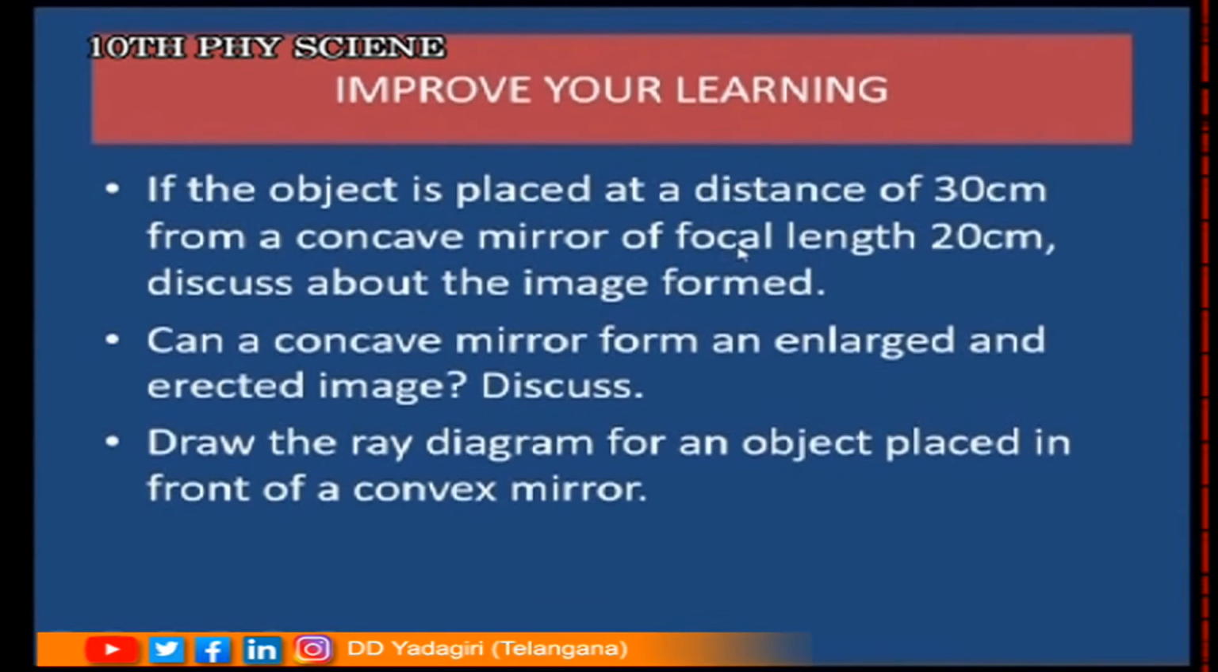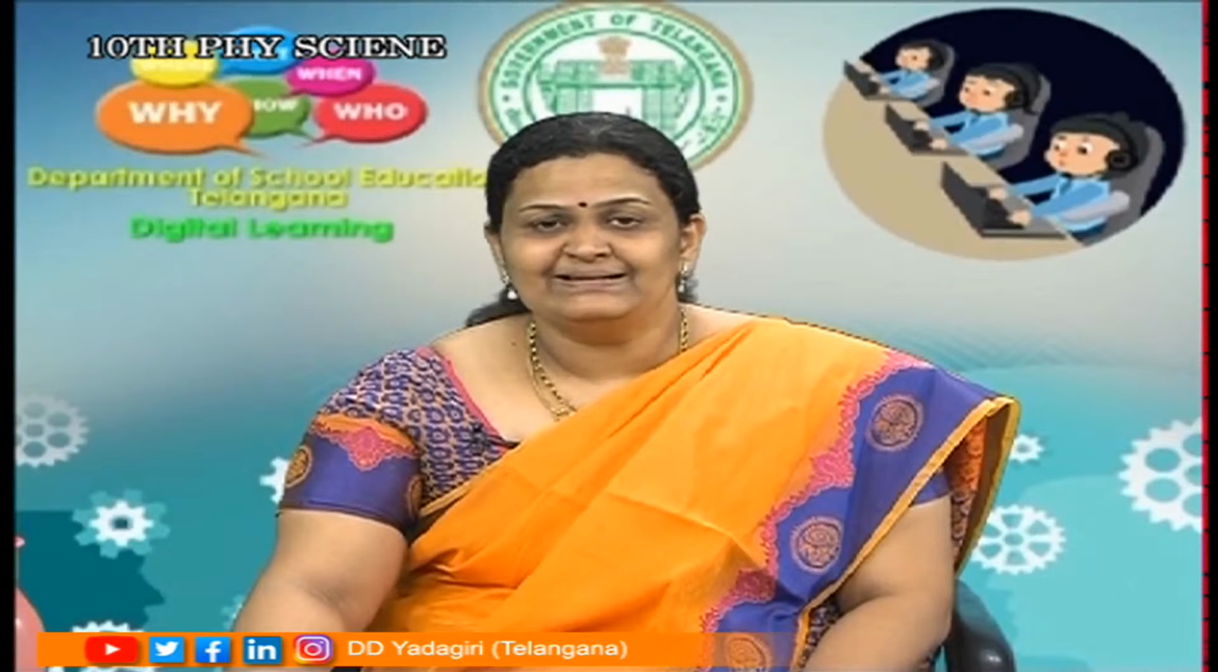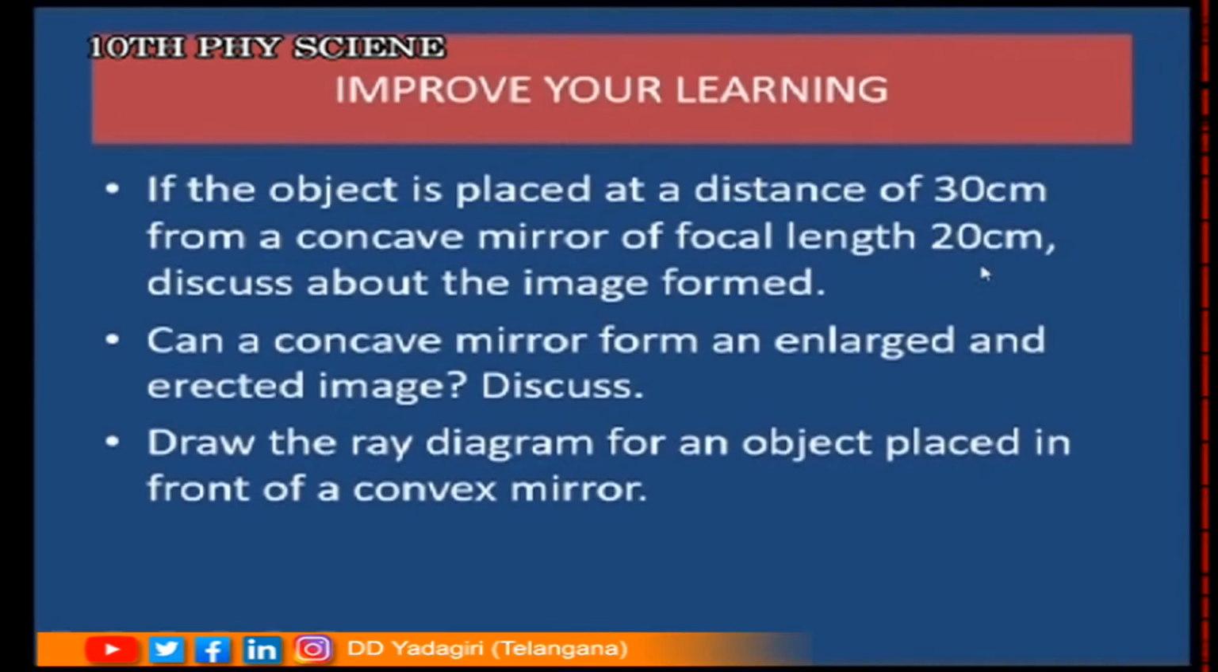Here is a small question for you to think about. If the object is placed at a distance of 30 centimeters from a concave mirror of focal length 20 centimeters, then discuss the image formed. Object distance is given as 30 centimeters and the focal length is given as 20 centimeters. You have to discuss the image formed.